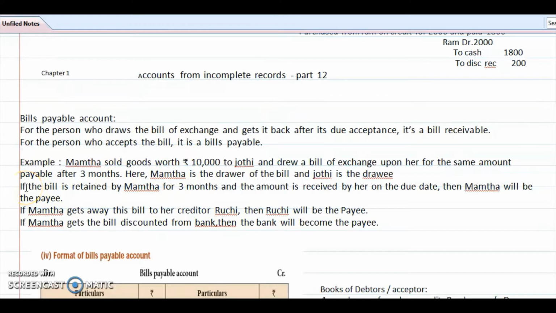How will she get back the money? In case number 1, if Mamta retains the bill for 3 months, then Mamta will be the payee. In the second case, she will forward that bill to her creditor, remember, to her creditor Ruchi. Then Ruchi will be the payee here. Case number 3, the same Mamta can get the bill discounted from the bank. That bank will become the payee. Can you understand? So in these 3 ways, Mamta can receive the money.